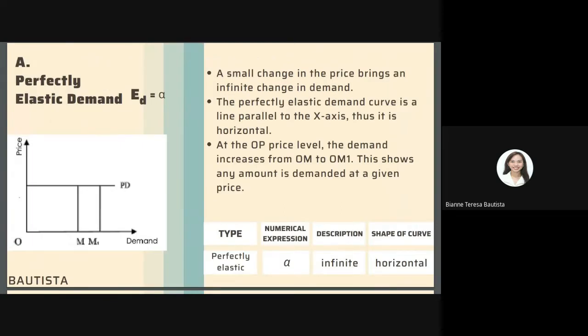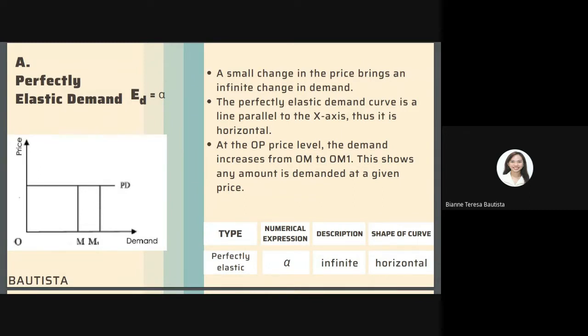When a small change in the price results in a large change in the quantity demanded, it is perfectly elastic. As presented on the screen, the figure shows that the demand curve, labeled as PD, is parallel to the x-axis and is horizontal, extending infinitely.